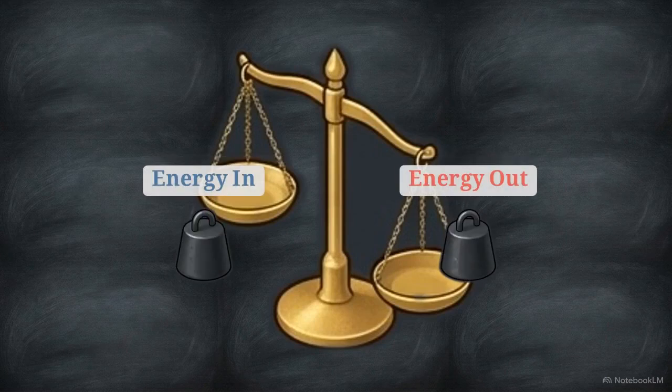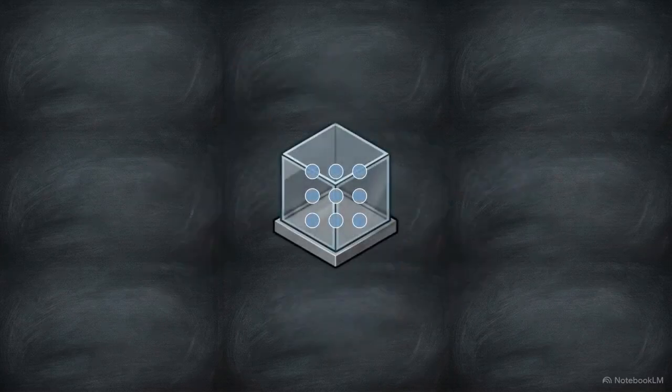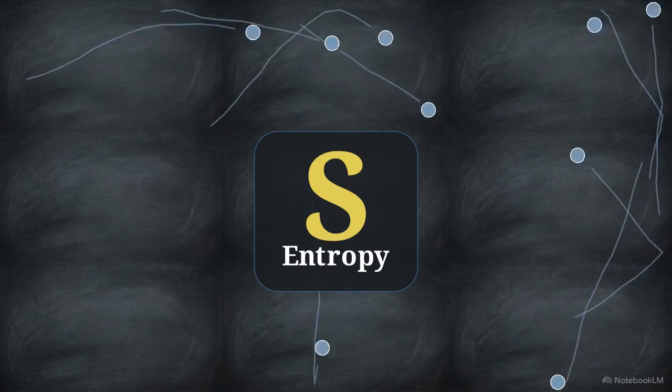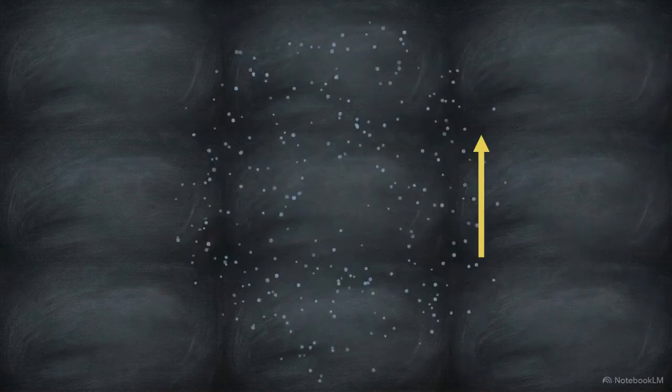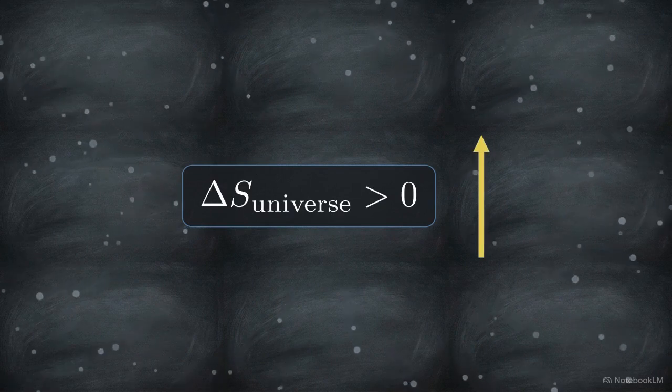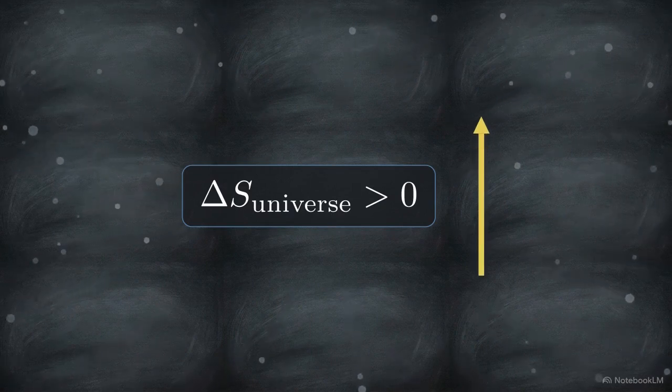The first law balances the energy, but it cannot tell us if a reaction will actually happen on its own. For that, we need entropy, represented by S, which measures the degree of randomness or disorder in a system. The second law of thermodynamics dictates that for any spontaneous process, the total entropy of the universe must increase.